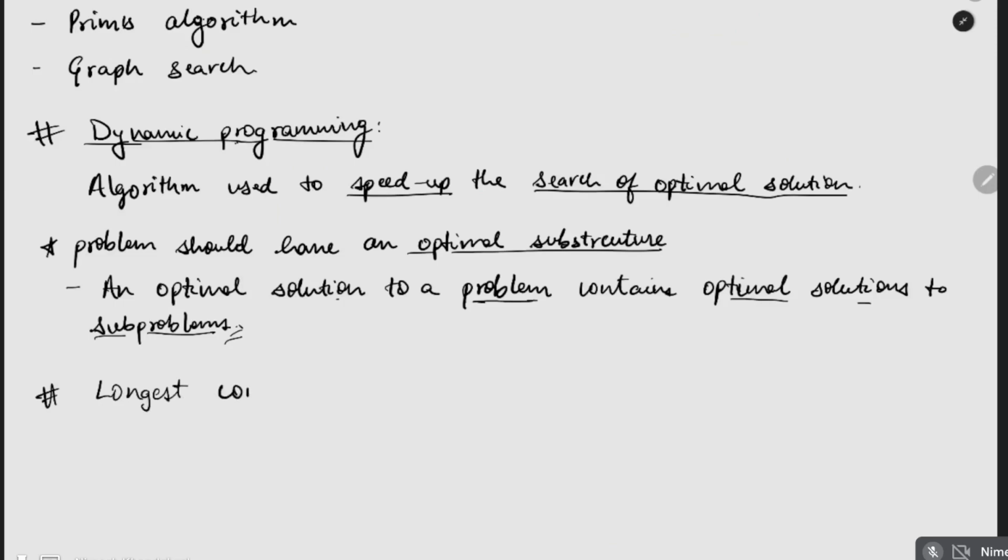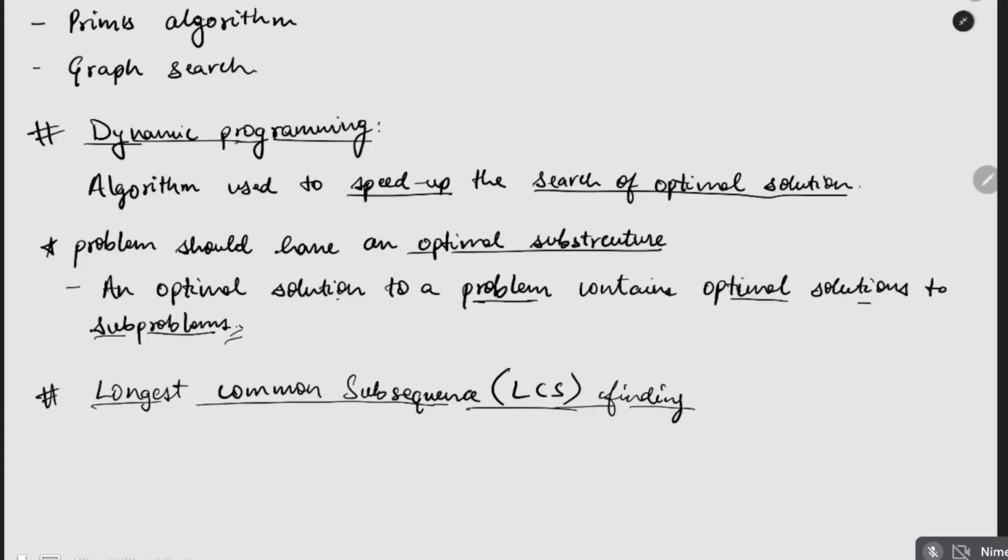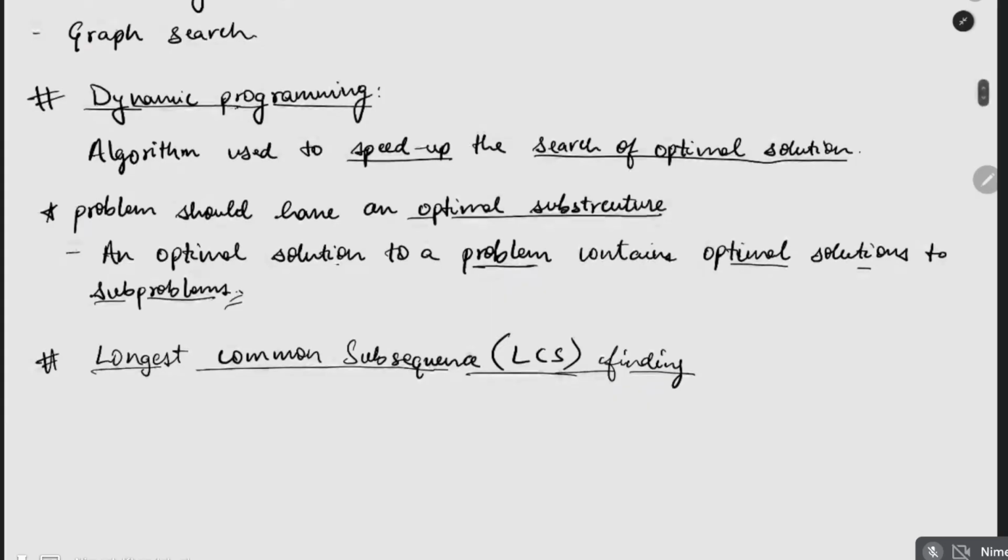longest common subsequence, or LCS finding. Right? So first of all, what is LCS, and then how can we use dynamic programming to speed up the overall solution for the LCS problem? Right? So what is the LCS problem?